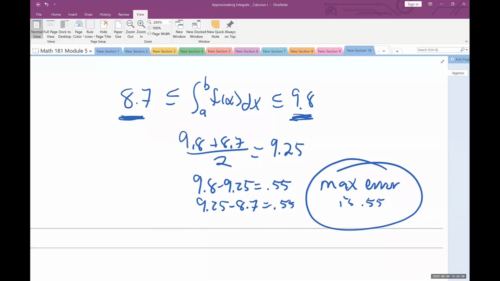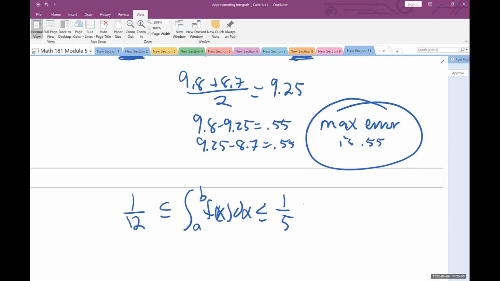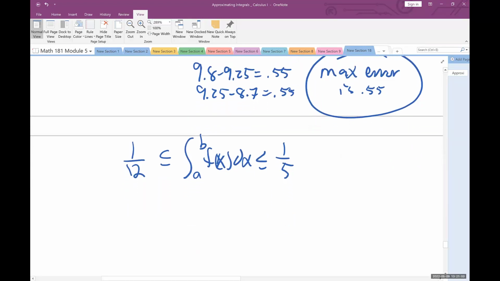So I have another one for you, and it says 1/12 is less than or equal to the integral from a to b of f of x dx, less than or equal to 1/5. Again, this could be exactly like yours, or yours could be slightly different. So that means 1/12 is the area under the curve on the low end, 1/5 is on the high end. And so what's the maximum error? You find the middle point and subtract either endpoint. It should be the same if it's a middle point. The toughest part here is dealing with fractions.